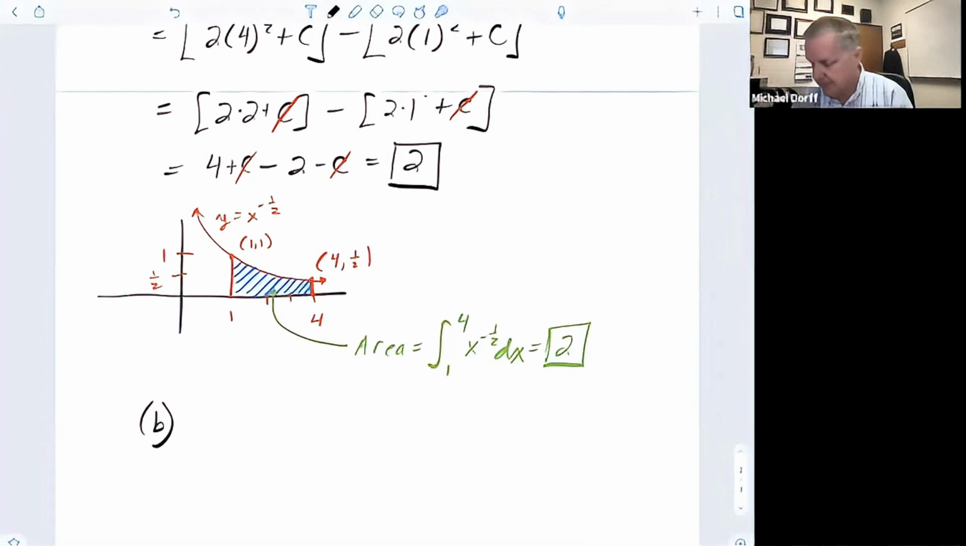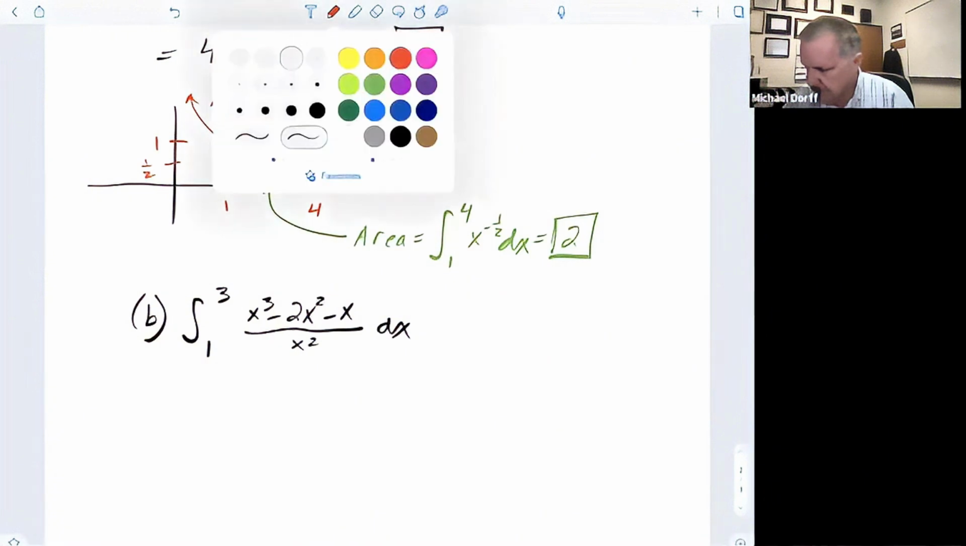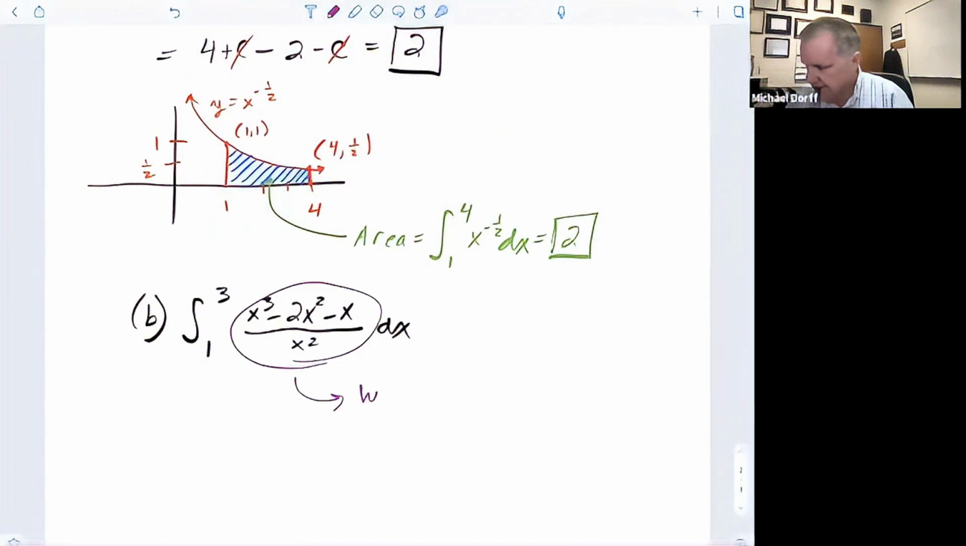It's not so obvious. So the second example, let's look at the integral from 1 to 3 of x cubed minus 2x squared minus x, all over x squared, dx. And we want to find, again, what are we trying to do? We want the antiderivative of this here. Well, in the form that it's written, I don't see easily what that antiderivative is. So what I'm going to do in this case is rewrite it.